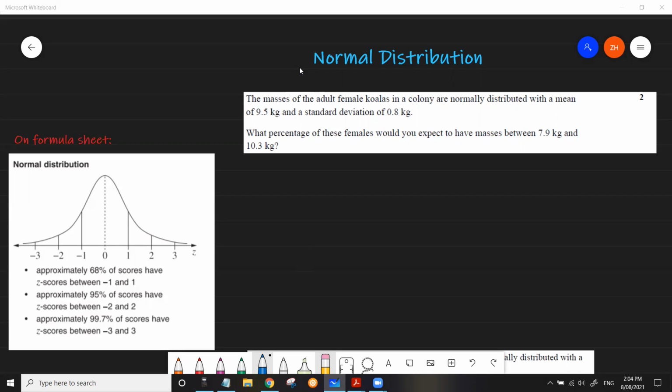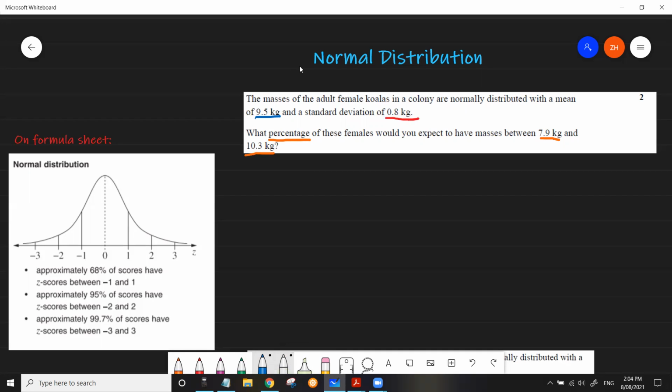Here's our first example. The masses of adult female koalas in a colony are normally distributed with a mean of 9.5 and a standard deviation of 0.8 kilograms. What percentage of these females would you expect to have masses between 7.9 and 10.3? I'm just going to underline percentage as well, because that's what we're trying to find out.